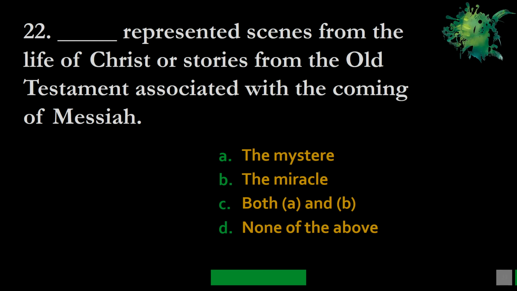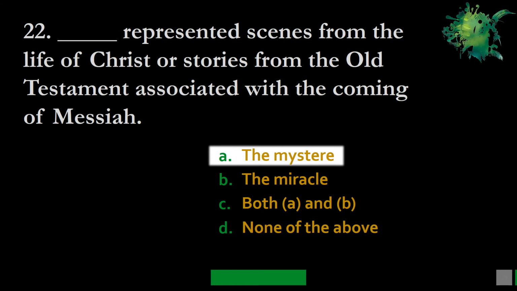22. Dash represented scenes from the life of Christ or stories from the Old Testament associated with the coming of Messiah. A. The mystery, B. The miracle, C. Both A and B, and D. None of the above. And the correct option is A. The mystery or mystere.